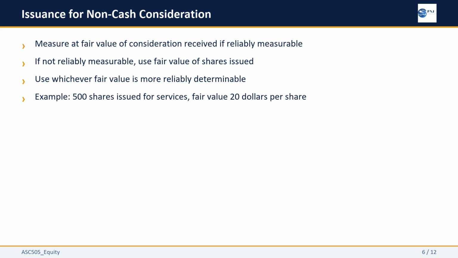Here is an example. 500 shares are issued for legal services. The shares have a fair value of $20 each, so the services are valued at $10,000. Entry: debit service expense for $10,000, credit common stock at par for $500, 500 shares times $1 par, and credit APIC for $9,500.